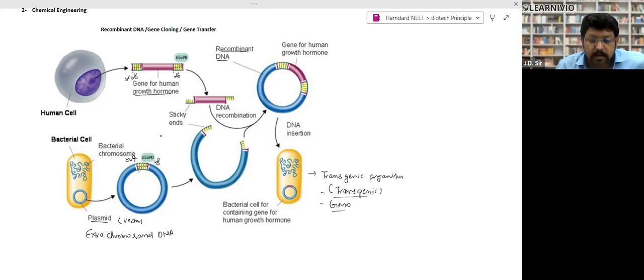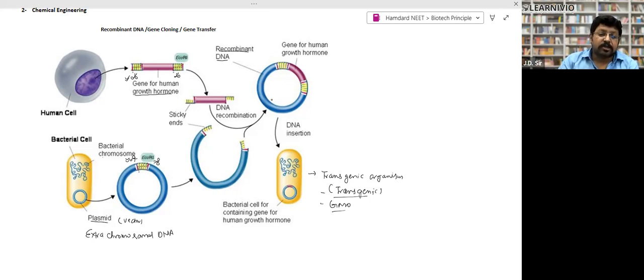If you have cut this gene with a particular endonuclease, you have to use the same endonuclease to cut this one. With the help of endonucleases, we have cut this one, taken it out, and now we have ligated it. These ends are called sticky ends. When you use the same endonuclease, you get sticky ends on both of them. These sticky ends will get stuck with each other. Why, we'll discuss in this class only, right?